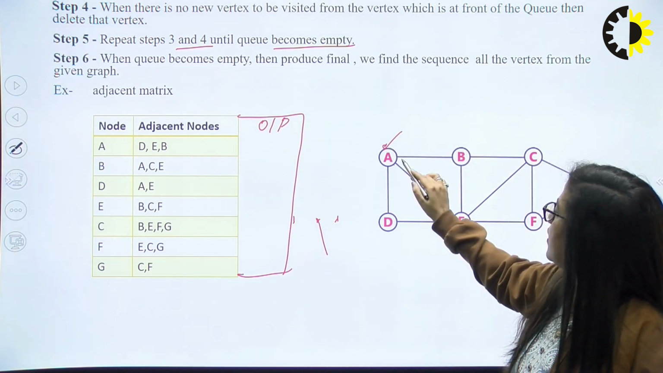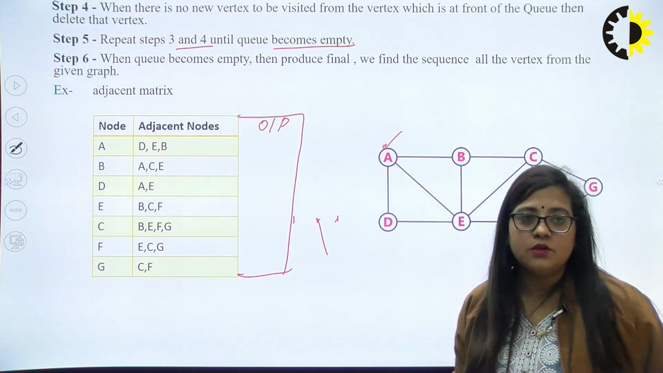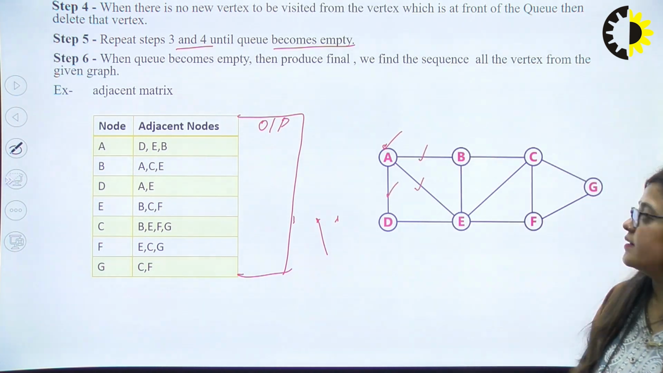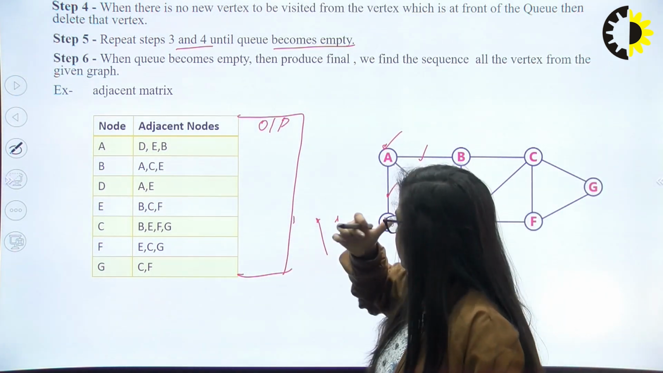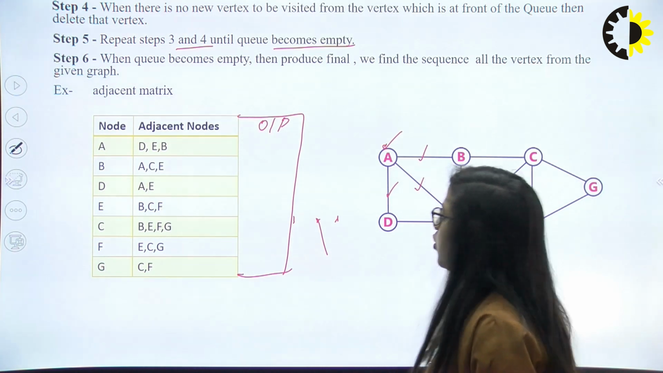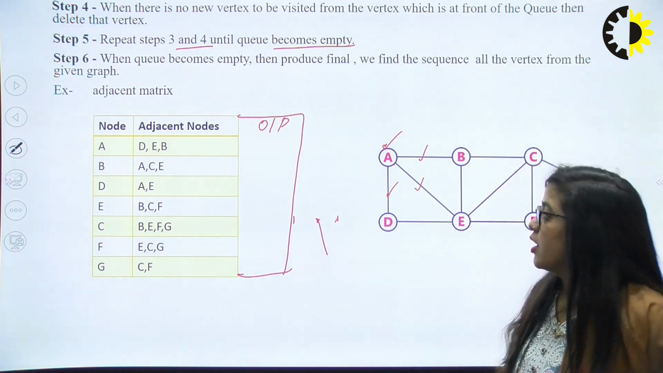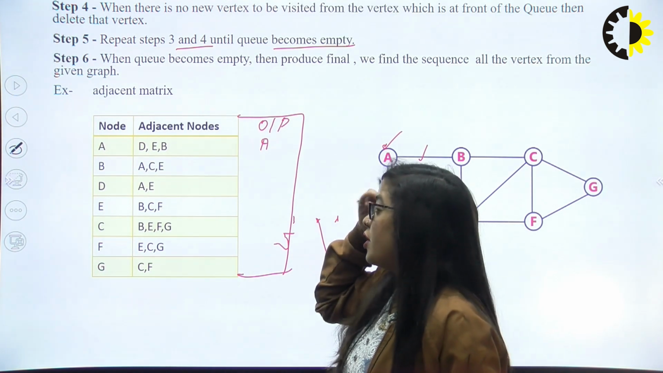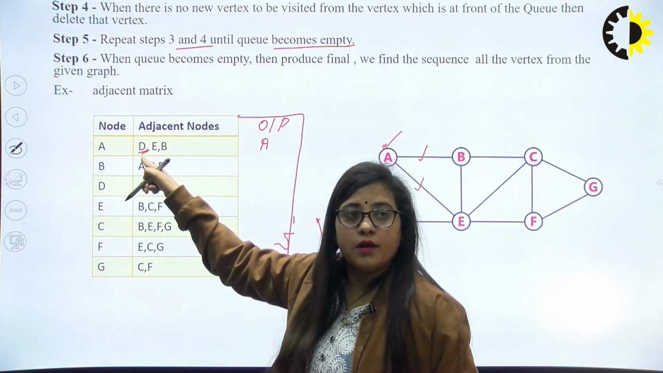So A is the source vertex, and what are the adjacent nodes of A? This one, this one, and this one. These three nodes are adjacent to A. So we write D, E, B as the adjacent nodes. Write all adjacent nodes in this table, and now create the output. First of all, A. A is deleted, so now it's D's turn. In the queue we have D, E, B.